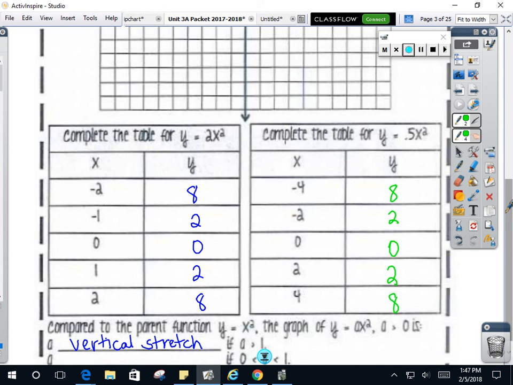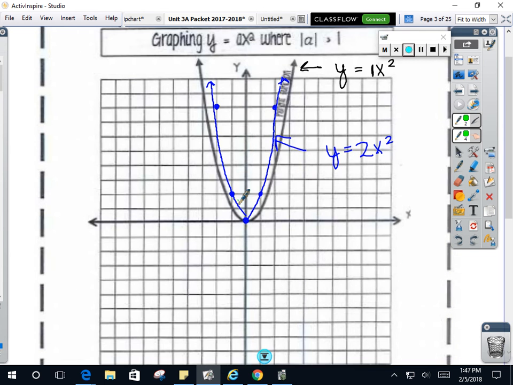So now we're going to plot these 5 points. Negative 4, 8 would be left 4, up 8. Negative 2, 2 would be left 2, up 2. And then 0, 0 would be at the origin. Positive 2, 2 would be right 2, up 2. And then positive 4, 8 would be right 4, up 8.